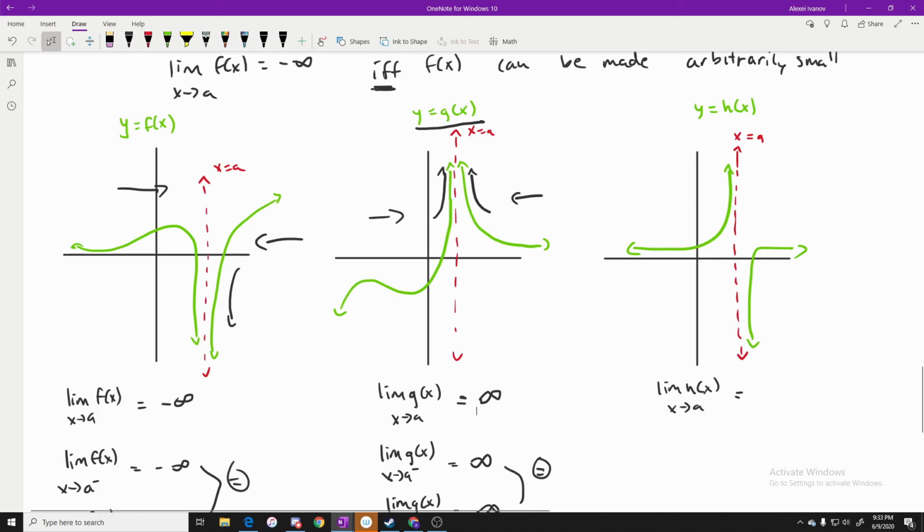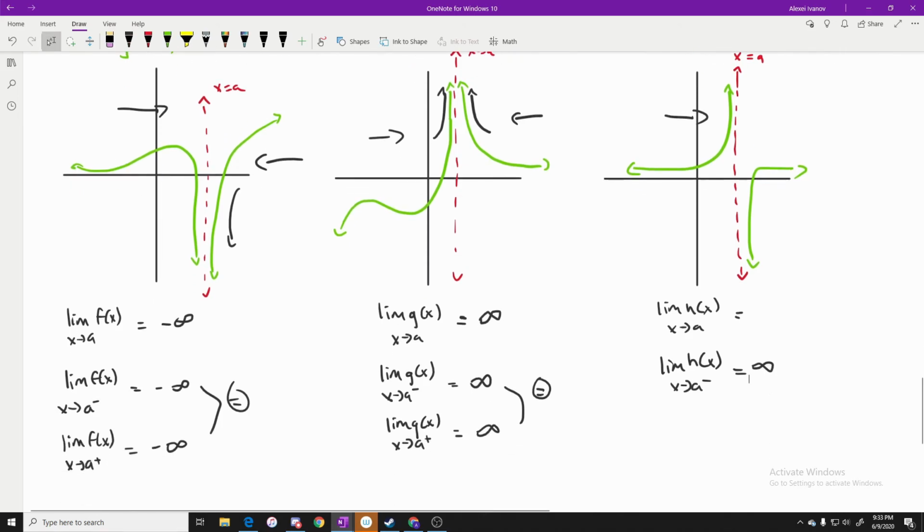However, looking at this last example where y is equal to h of x, we can see that approaching x equals a from the left side, the limit of h of x as x approaches a from the left side is equal to positive infinity. However, if we examine the graph approaching a from the right side, the value all of a sudden goes downward to negative infinity. So the limit of h of x as x approaches a from the right side is equal to negative infinity. And we can see that these two values are not equal to each other. So this limit right here actually does not exist.